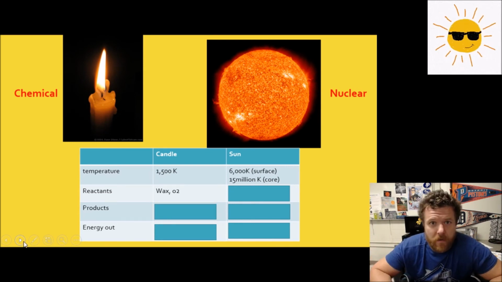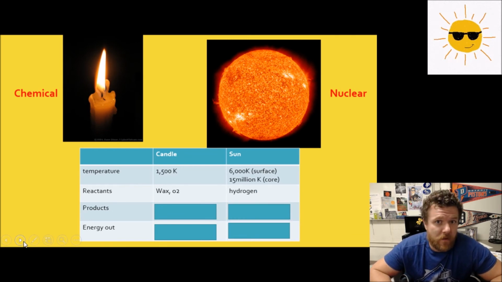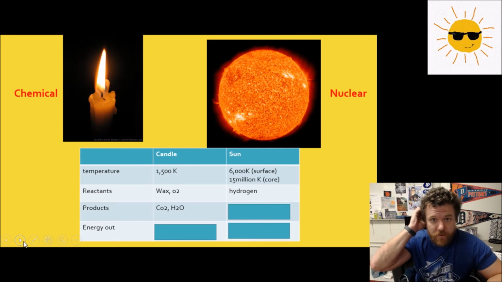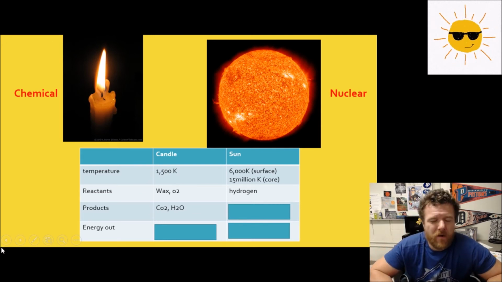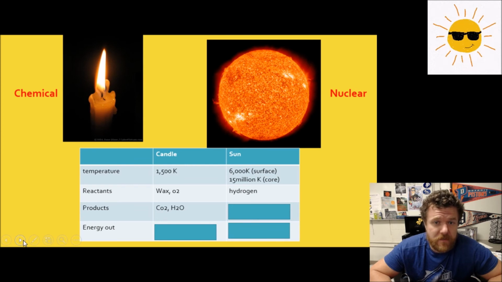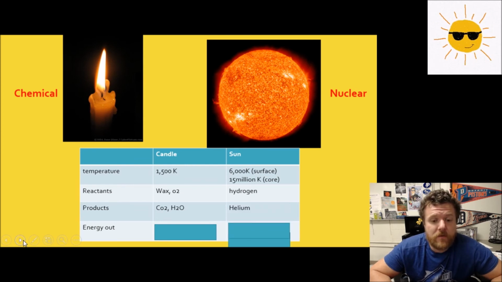What is burning in a candle? Well, it's wax and oxygen. You have to have oxygen in order to have fire. What's burning in fusion? It's just hydrogen. Hydrogen gas, the most abundant element in the universe. What is produced? Carbon dioxide and water. A lot of people don't realize that water is actually produced when you burn a candle. The only thing is that at this temperature, it immediately turns into steam and just goes into the air. You never see it. What's produced in a nuclear reaction inside of the sun? You take hydrogen and you turn it into helium.